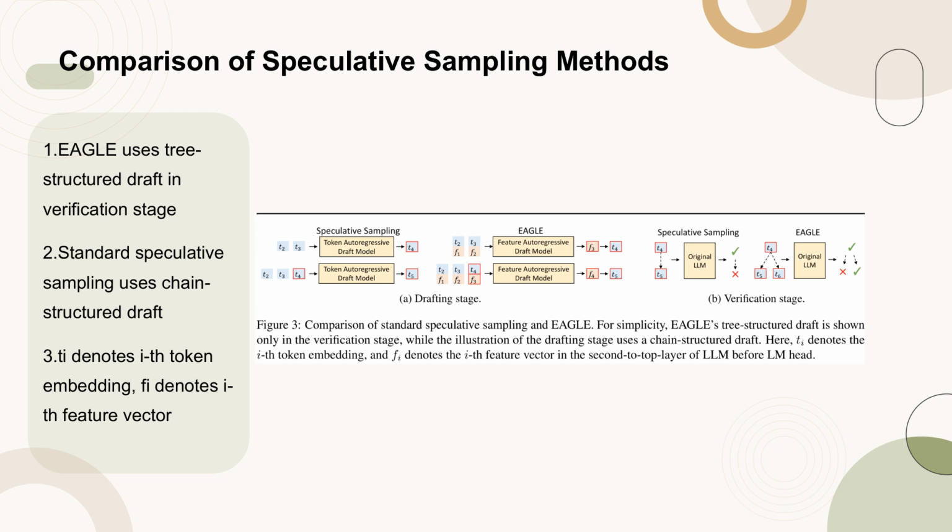It highlights that while EAGLE employs a tree-structured draft during the verification stage, the standard method uses a chain-structured draft. The figure also notes that t_i represents the i-th token embedding and phi_i represents the i-th feature vector in the second-to-top layer of the LLM before the LM head.